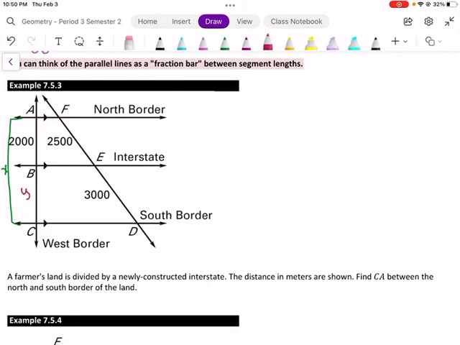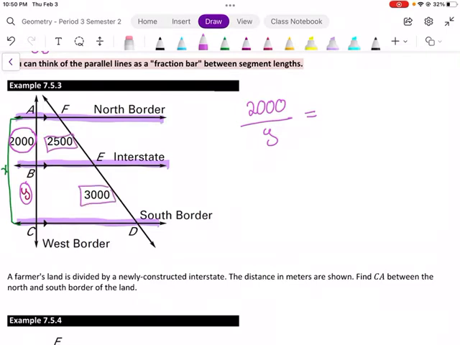Before we find that, we need to figure out what this segment is here. We do have parallel lines, so we can use our parallel line proportionalities to solve for our missing value. The two sides that we have on the left are 2,000 and y. One fraction will be 2,000 over y equals, and then the second fraction will be our numbers on the right, which is 2,500 over 3,000.